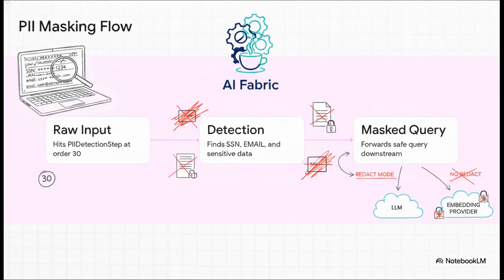This is exactly where AI Fabric's deterministic ordering really shines. Down at pipeline order 30, which is before intent extraction or vector search even wakes up, the PII detection step intercepts the raw input. If you're in redact mode, it masks the SSN and email immediately. This ensures that downstream LLMs and embedding providers only ever process a safely masked query.